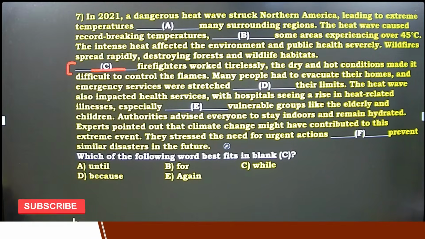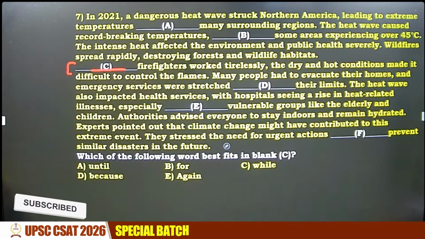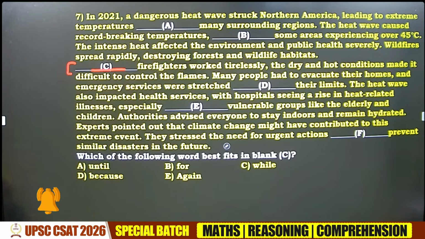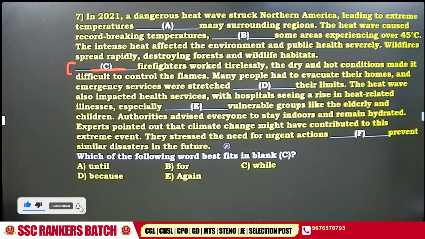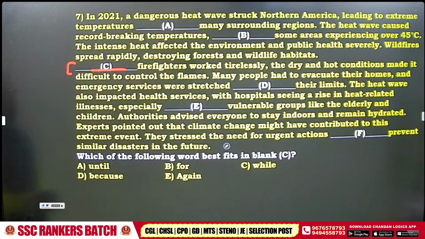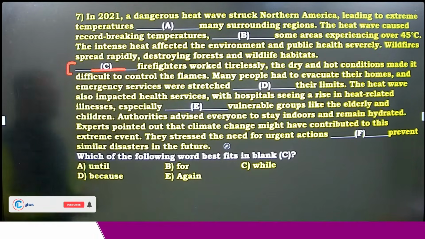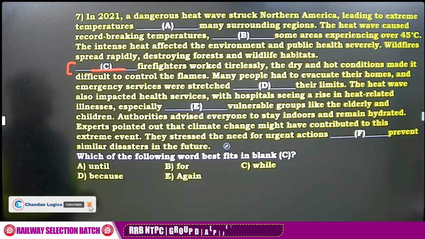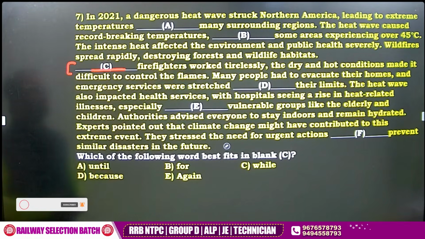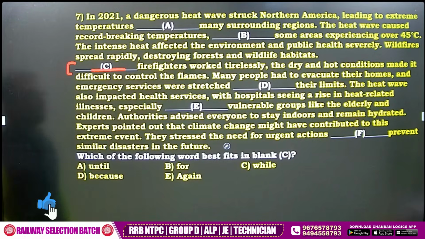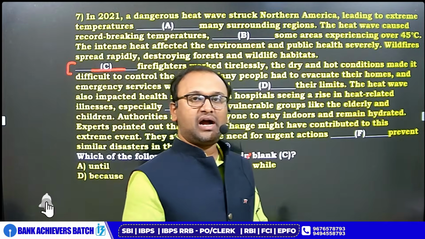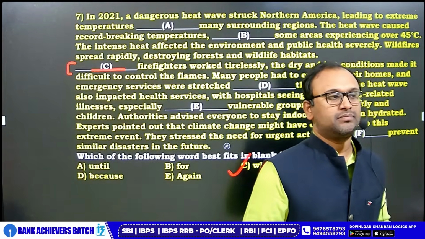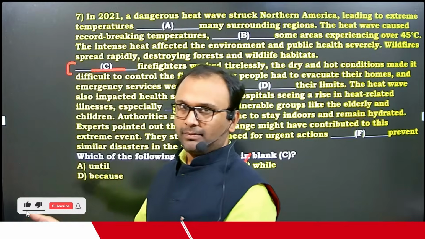Dash firefighters worked tirelessly. The dry and hot conditions made it difficult to control the flames. Can you answer? So the meaning of the sentence is, on one side, the firefighters were working tirelessly. On the other side, the bad conditions became worse. So, while. The meaning comes like while. While they were doing their job, still the problem persisted.